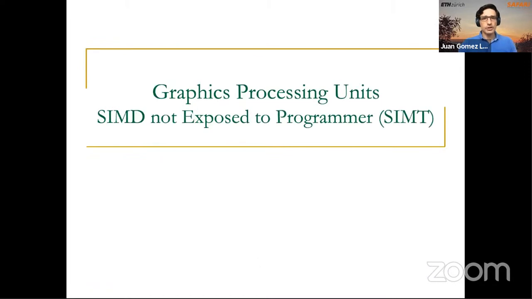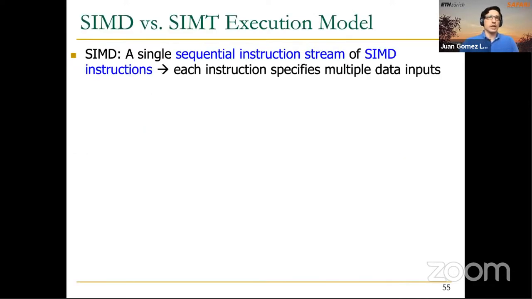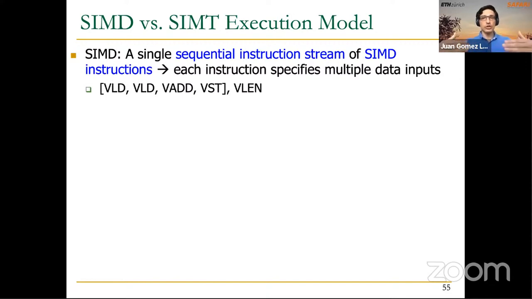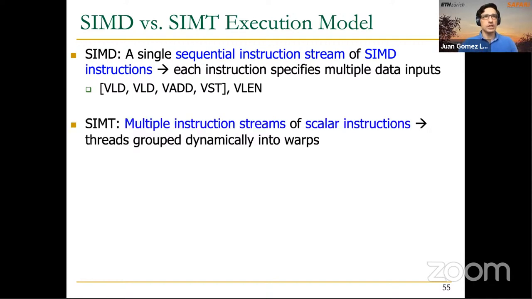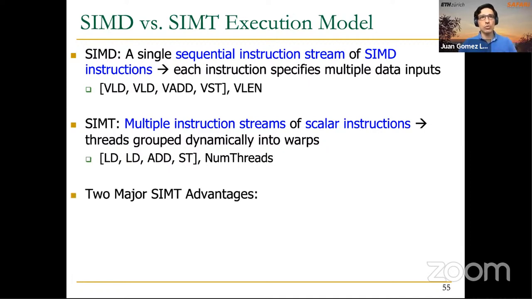Okay, so a graphics processing unit is SIMD not exposed to the programmer. It is a SIMT execution model. In the conventional SIMD, what we have is a sequential execution stream of SIMD instructions. So in reality, we have a single thread, and this thread runs vector instructions or SIMD instructions, like for example these vector load, vector add, vector store, etc. And we have a vector length, which is the width of our SIMD engines. Then in the SIMT execution model, we have multiple instruction streams of scalar instructions, and these multiple instruction streams are the different threads. The hardware dynamically groups these threads into warps and executes the warps on the hardware.